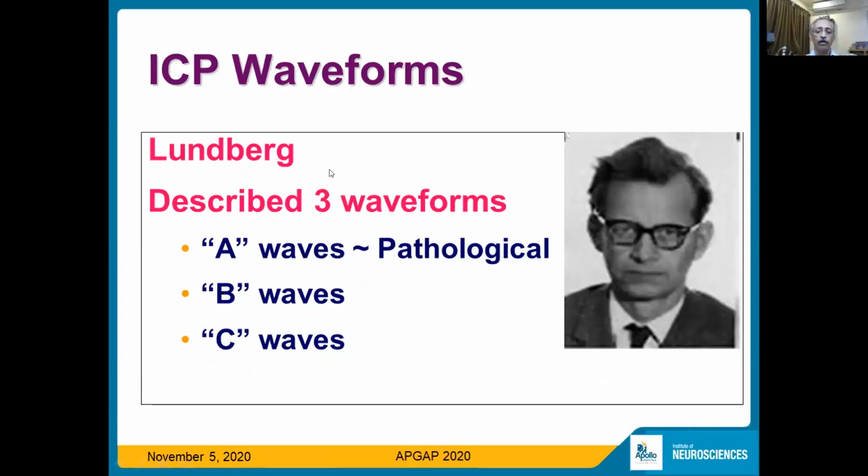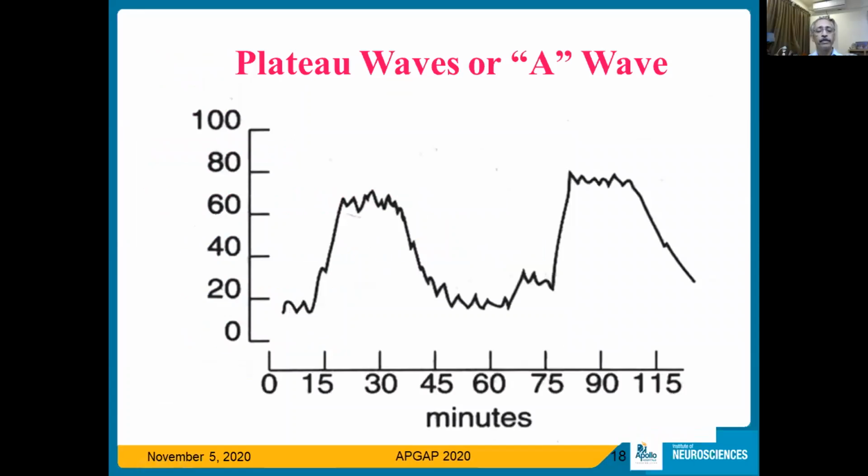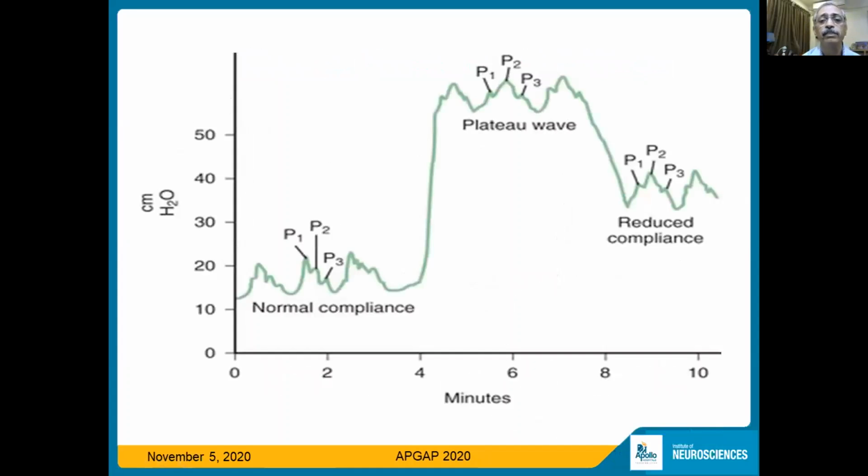Now, Lundberg described three waveforms: the A waves, B waves, and C waves. We take A waves as pathological waves, which are described as more than 40 millimeters of mercury of ICP for more than 20 to 30 minutes of duration, which is called plateau waves. Whenever there is repeated appearance of plateau waves during monitoring, these patients have a poor prognosis. This can be seen in the waveforms when you're monitoring, wherein the P2 wave or the compliance reduces when you have plateau waves, which shows that the patient is decompensating.